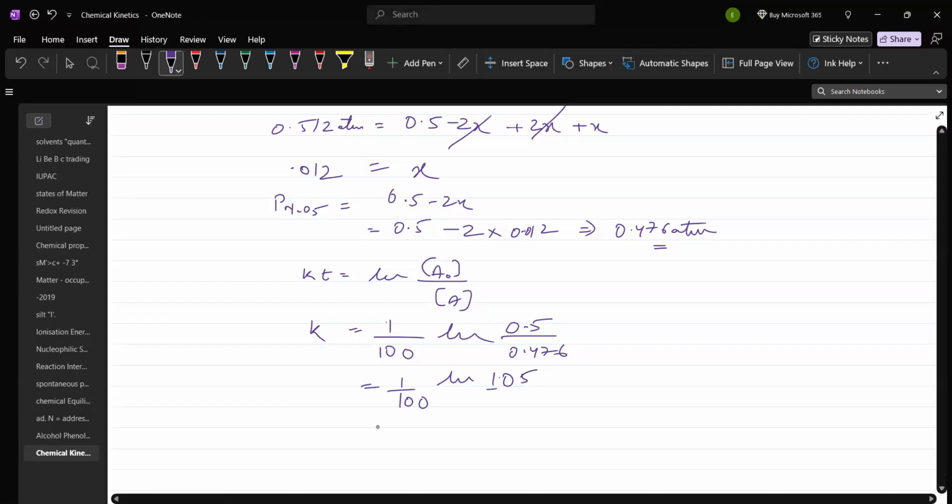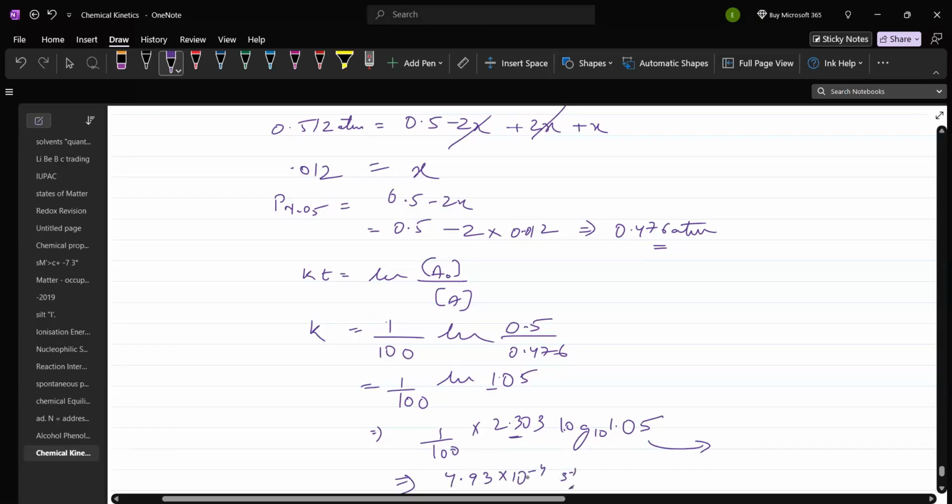You can do this like this. In the last step I am removing this. Now the base is not e, we have base 10. That is why I have used this 2.303, and this will be 1.05. The value of this log is a little complex, so in the exam the value will be given to you. You will just apply this value and you will get the answer. The unit of k will be second inverse only, as you know.